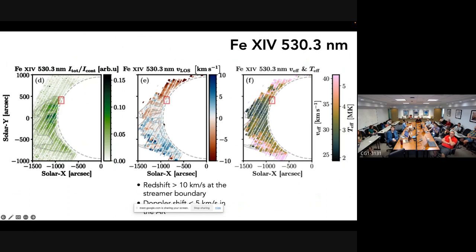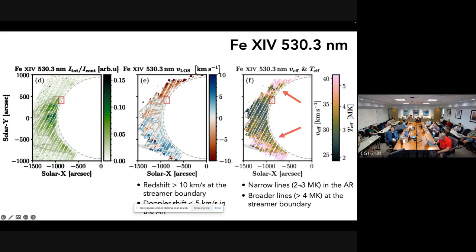And for the line widths, the most obvious pattern we see is that near the equatorial region, close to the active region and the streamer, we found very narrow spectral lines. The effective temperature is only 2 to 3 million Kelvin. But for the higher altitude streamer regions, we found broader line widths.